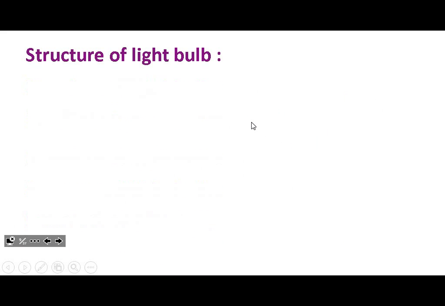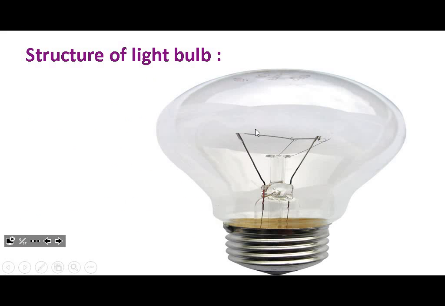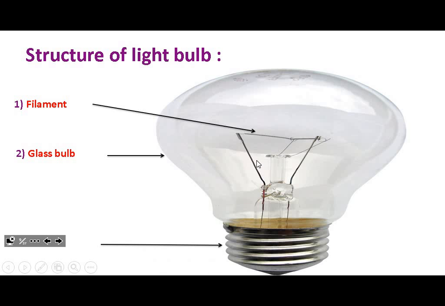Let's know more about them. Structure of light bulb. First, what's this? It's the filament. Number two, glass bulb. This is the glass bulb, the glass that surrounds the filament. Number three, the base of the light bulb. So again, the structure of light bulb: number one, filament; number two, glass bulb; number three, the base of the light bulb.